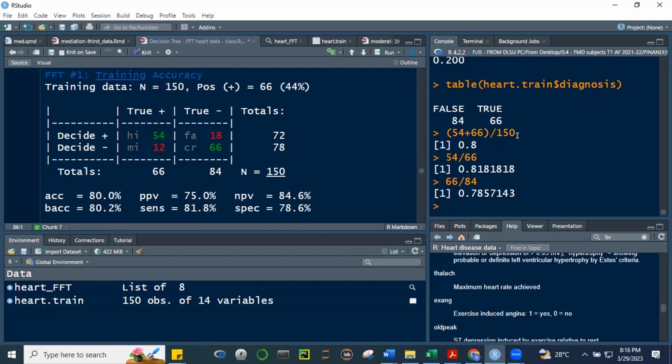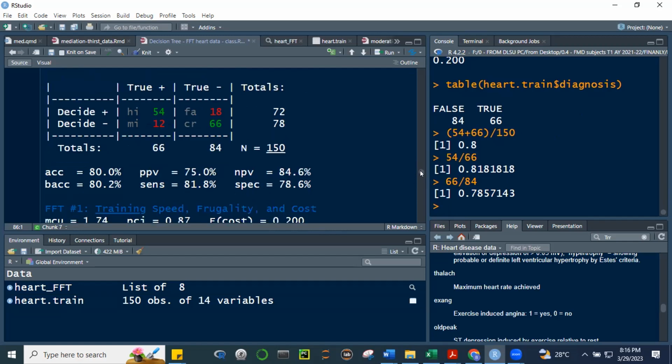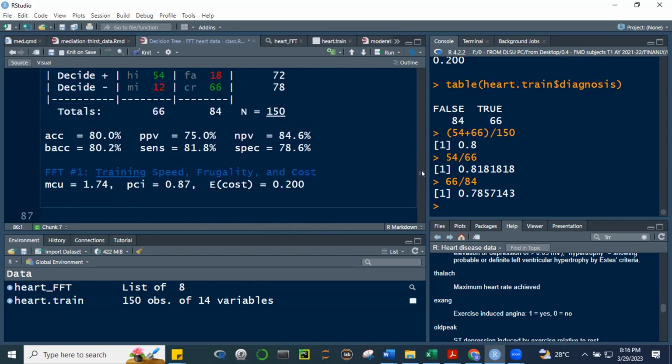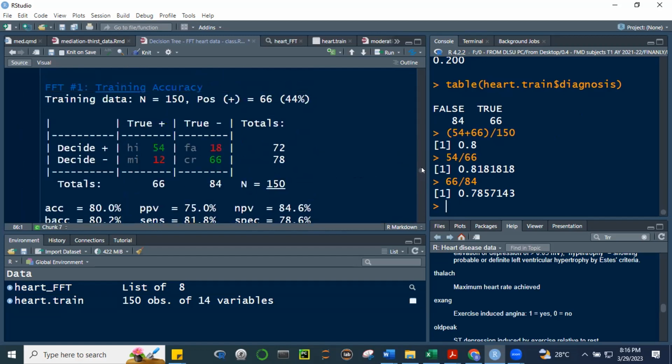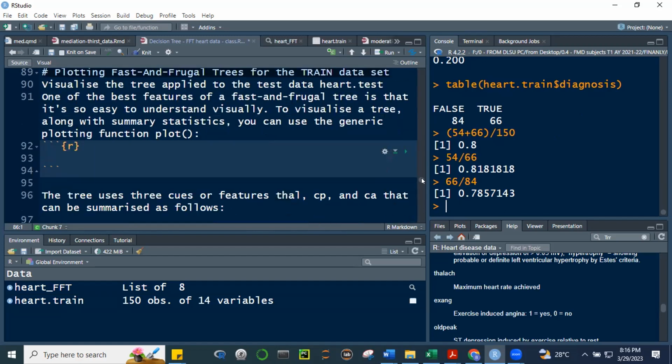Okay, I'll leave you to discover what the others are. All right. Then, may iba pang measures dito ng frugality. Hindi na natin titignan yung cost na yan. Now, what we can do is we can visualize this. Okay naman to, but it doesn't give us the whole picture. So let's now visualize, and we can use the plot function.